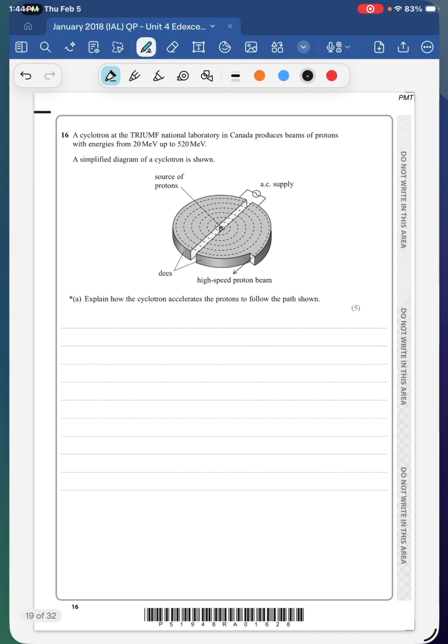Beautiful. Question 16. A cyclotron at the Triumph National Laboratory in Canada produces beams of protons with energies from 20 MeV up to 520 MeV. A simplified diagram of a cyclotron is shown. There is a source of protons, an AC supply, and a high-speed proton beam. Explain how the cyclotron accelerates the protons to follow the path shown.